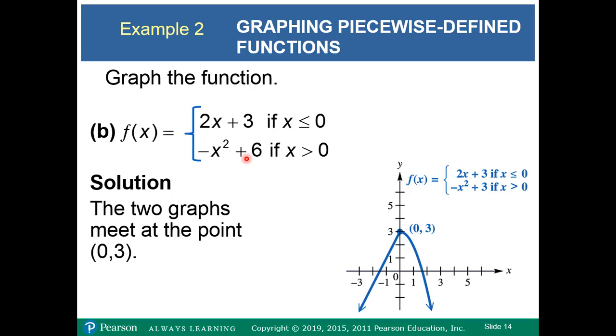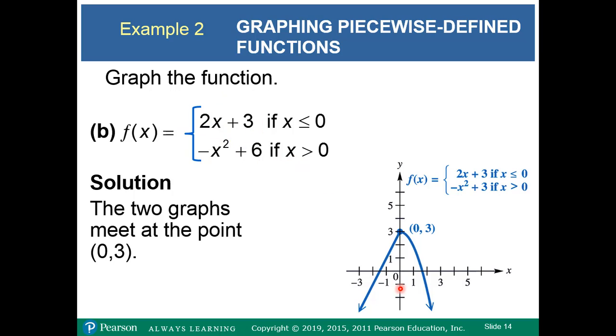And so this would look like this. At 0, that's when it changes. Now this is smooth. It is continuous because you can draw this without lifting your pencil off the paper. So this is a continuous function, but it's defined by this here and this here.